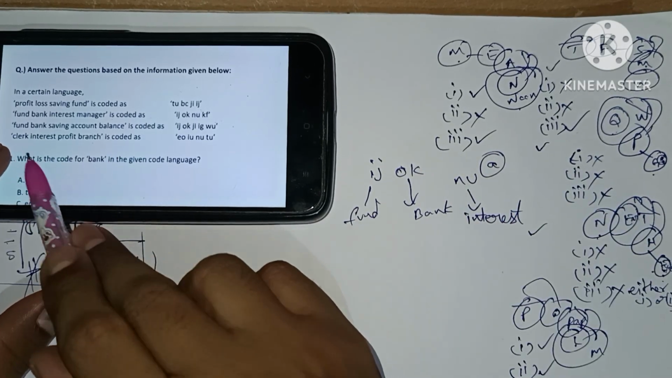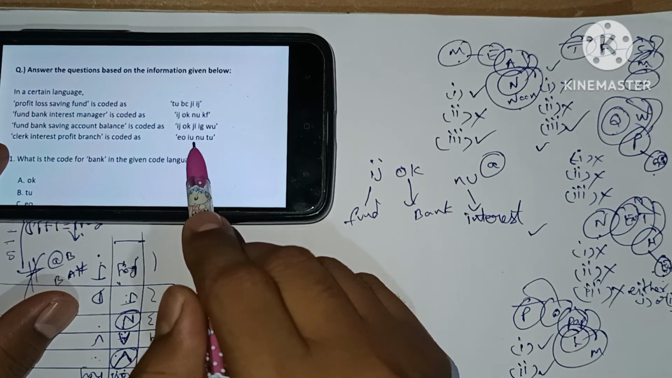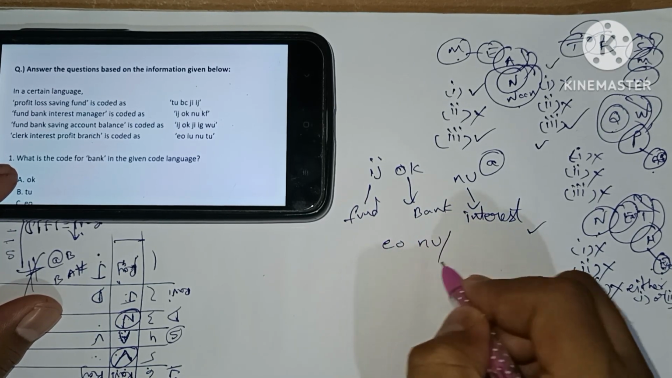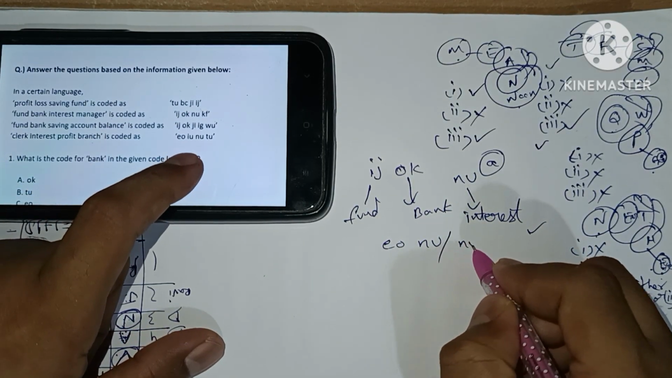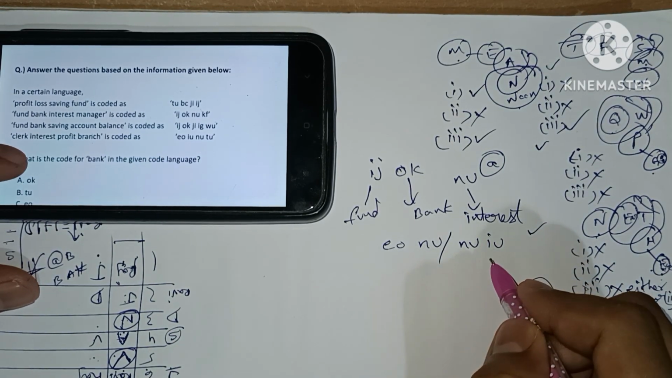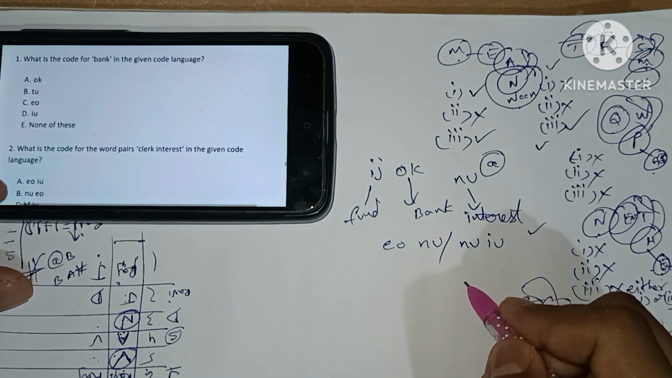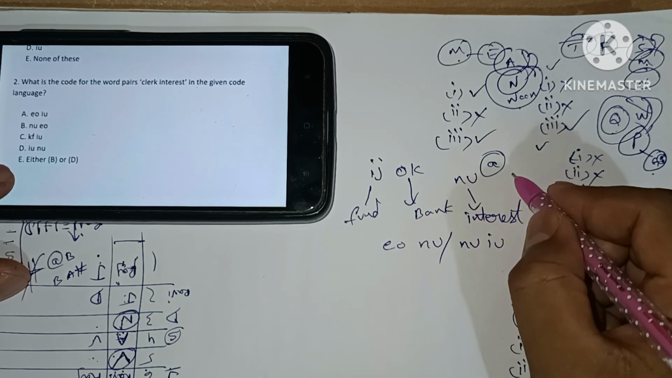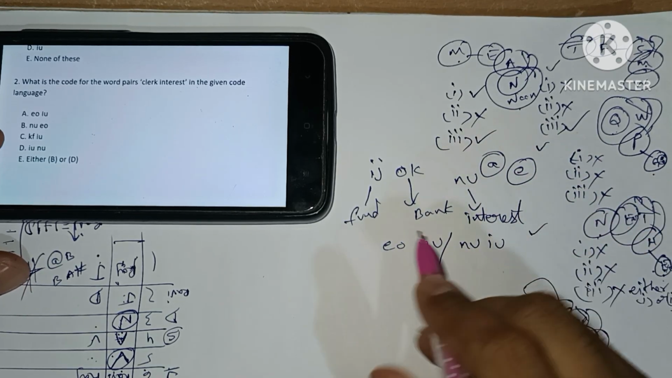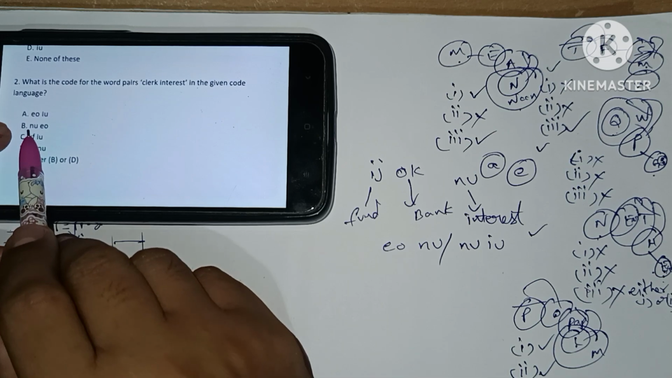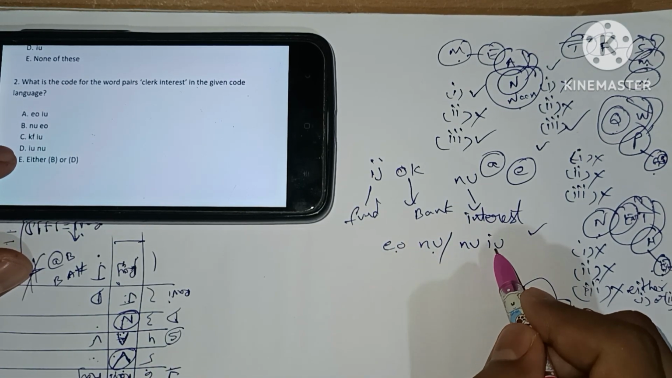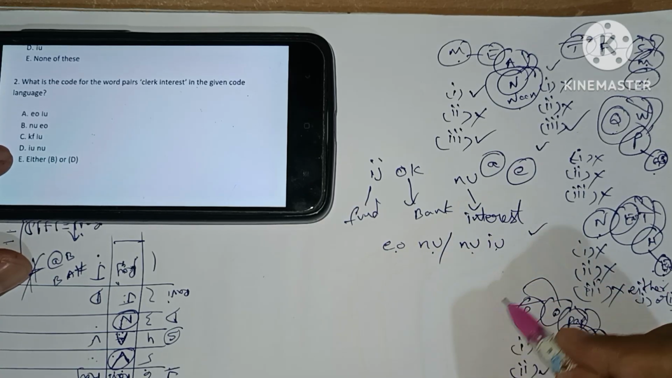So clerk might be EO or IU. So answer must be EO, NU or NU, IU. So we got two possibilities. Let's see the question. So answer is option E, which is B and D: NU, EO, NU, EO, D, IU, NU. Okay, we got the same.